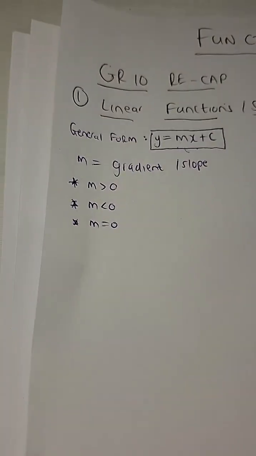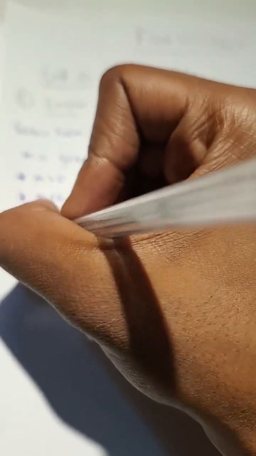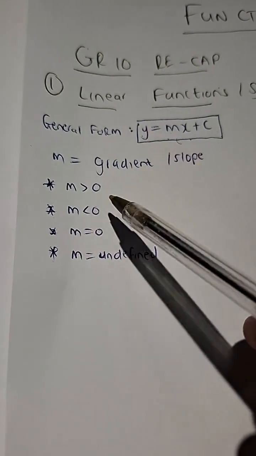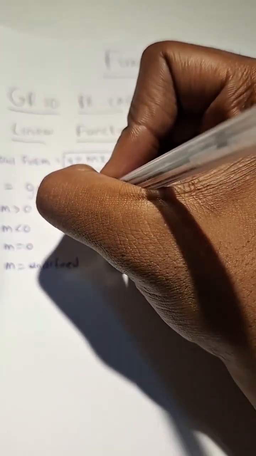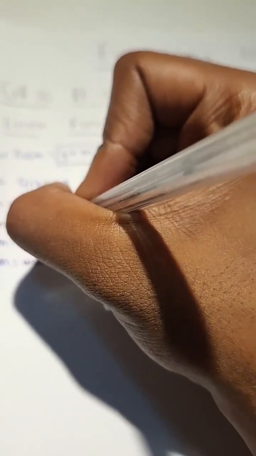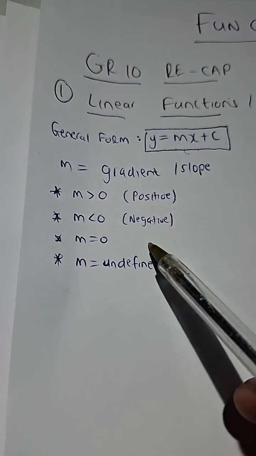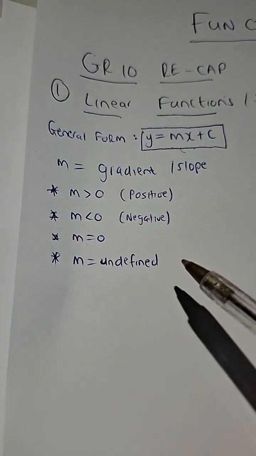Gradient can be greater than 0. Gradient can be less than 0. Gradient can be equal to 0. And gradient can be undefined. Please take note. Gradient can be greater than 0. In other words, what do we mean by this? It can be positive or it can be negative. And obviously, if we're saying equal to 0, it just means equal to 0, or gradient can be undefined.